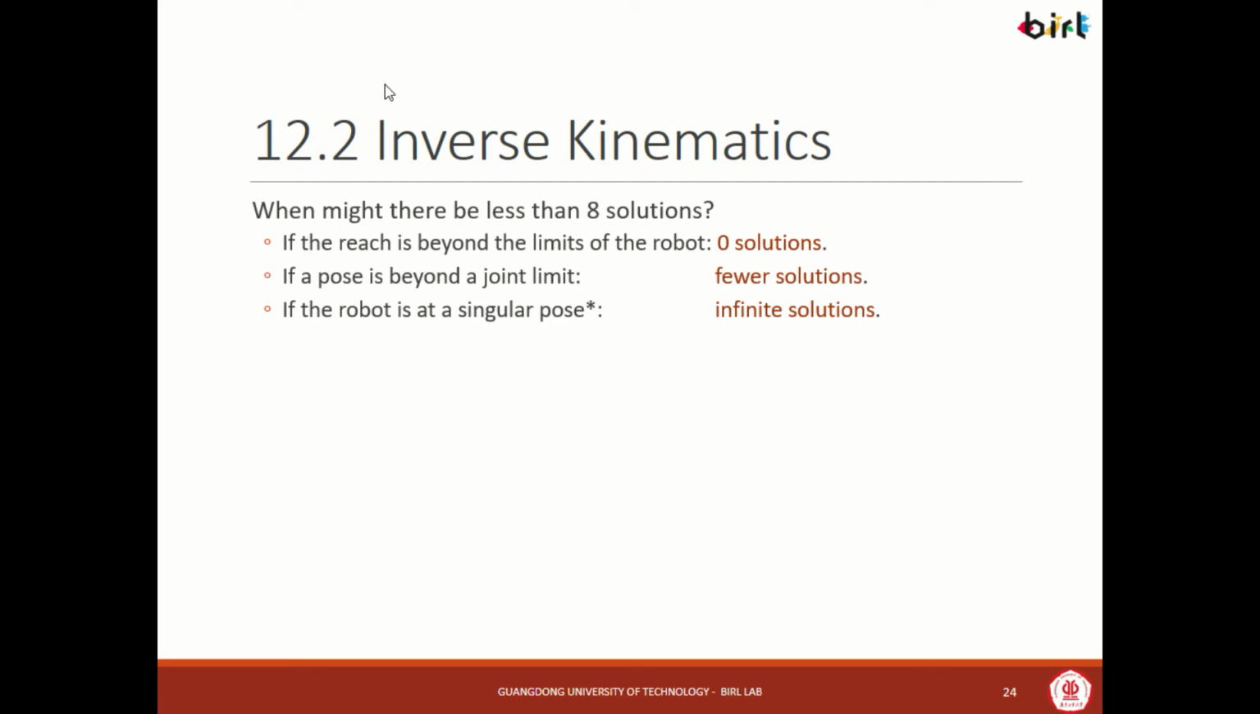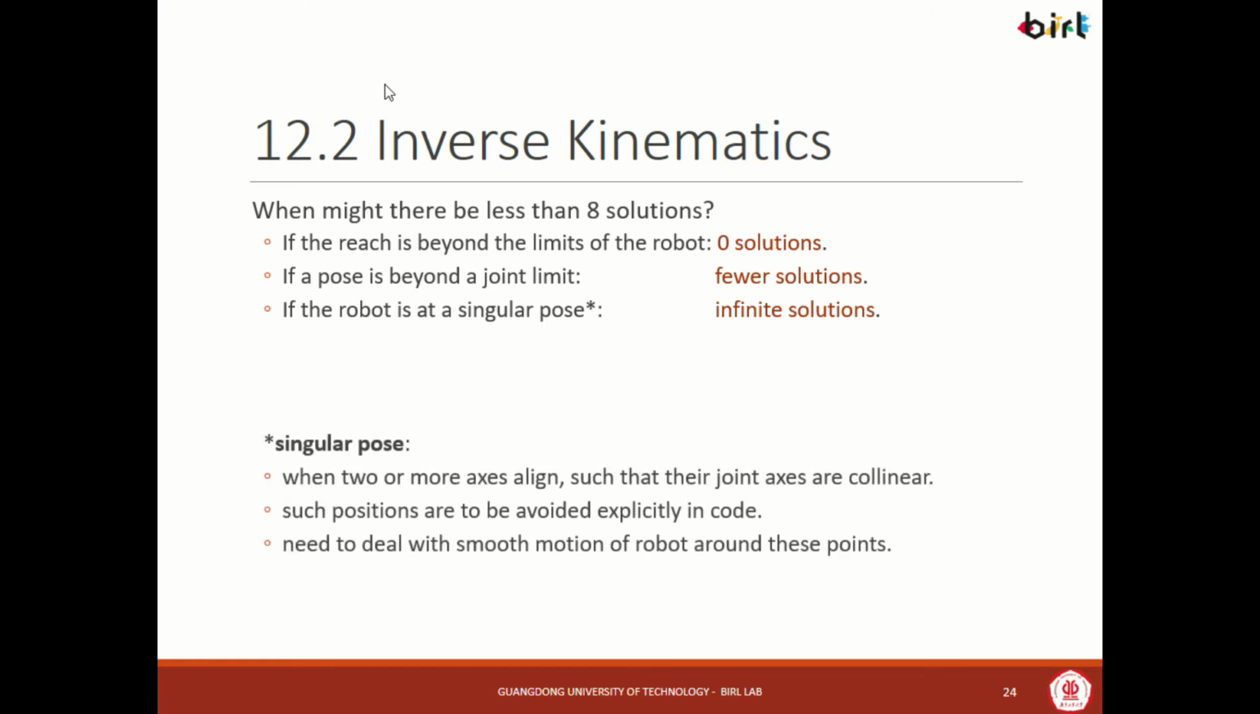And if the robot is at a singular pose, infinite solutions. This is different from the 2 degree of freedom case. There, in the singular solution for the 2 degree of freedom case, we just had one shoulder, one elbow. But here what we're going to have is infinite solutions when 2 or more axes align, such that their joints are collinear. Imagine this is joint 4, and imagine this is joint 6, something like that. And then joint 5 moves me down like this.